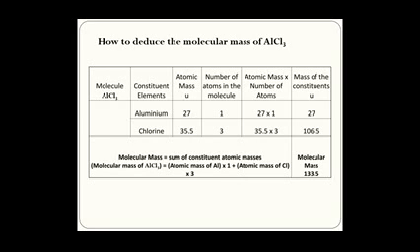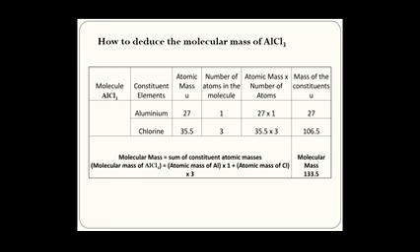AlCl3. So, only 1 atom of aluminum and 3 atoms of chlorine. So first aluminum, atomic mass 27, number of atoms 1. So atomic mass into number of atoms, 27 into 1, 27. Chlorine, atomic mass 35.5, number of atoms 3.